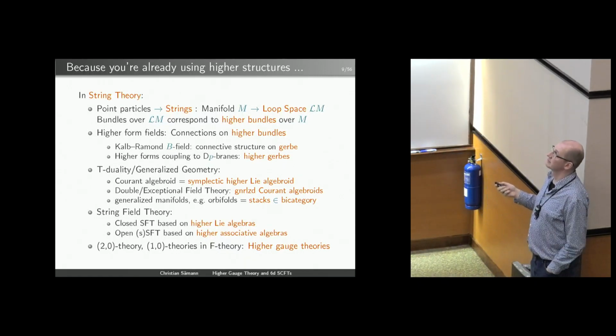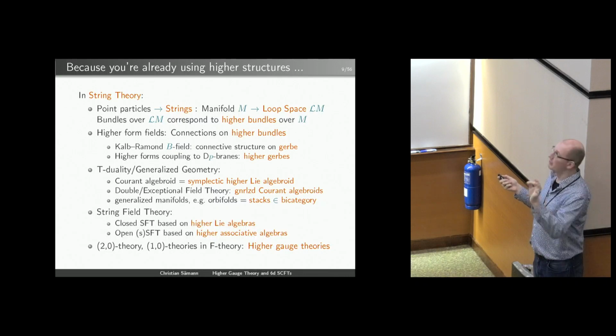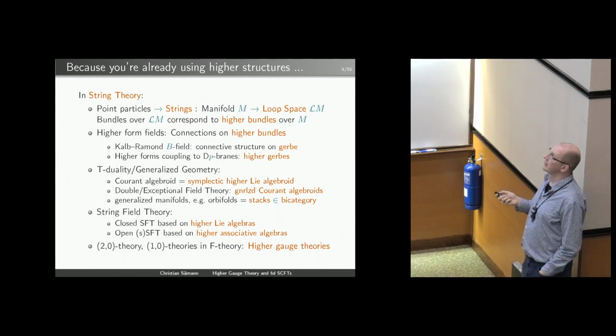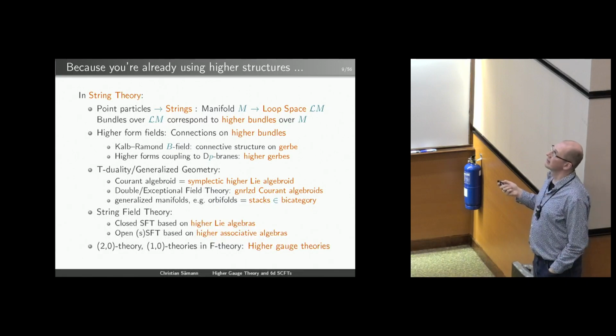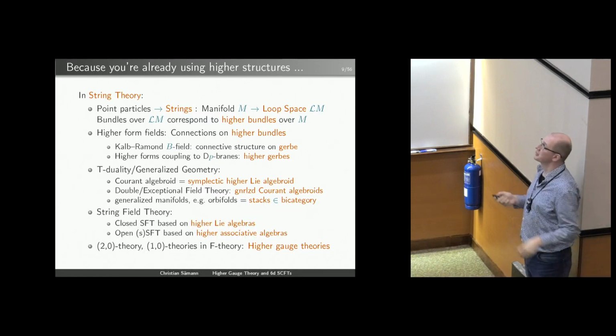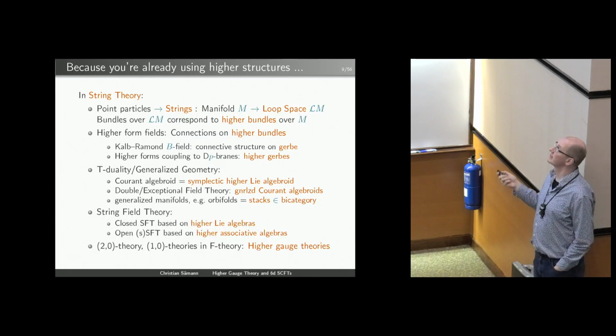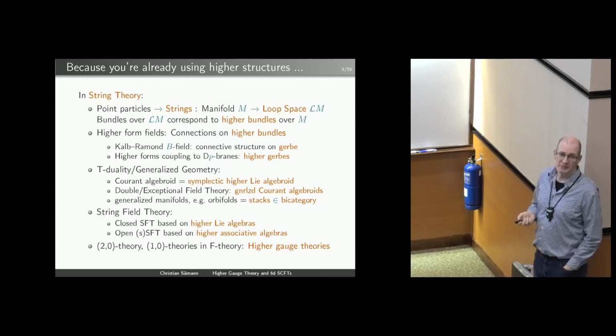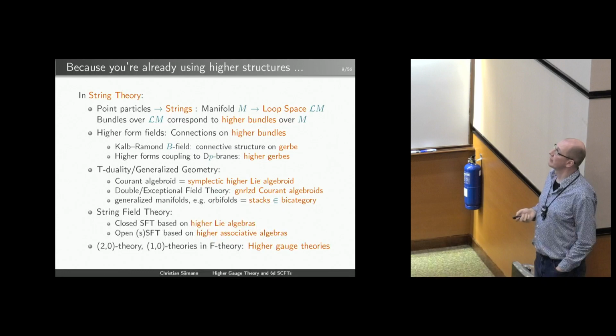So the first thing, probably the very basic step, is that the step from point particles to strings means that you go from a manifold, where we had all point particles, they were just points on our manifolds, we now go to the loop space of the manifold. And now there's a very clear correspondence between certain bundles over loop space and higher bundles over the manifold M itself. There's a process called transgression that takes U(1) bundles over the loop space to U(1) gerbes over the manifold, which is a categorified bundle.